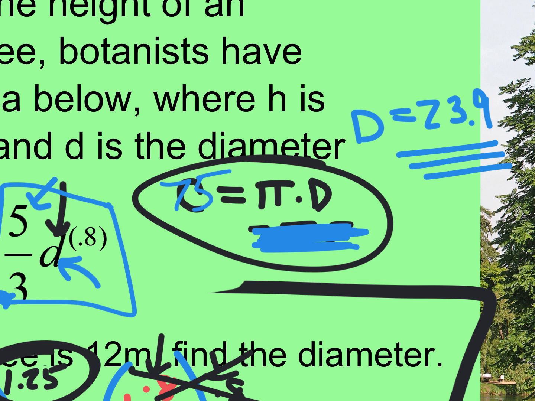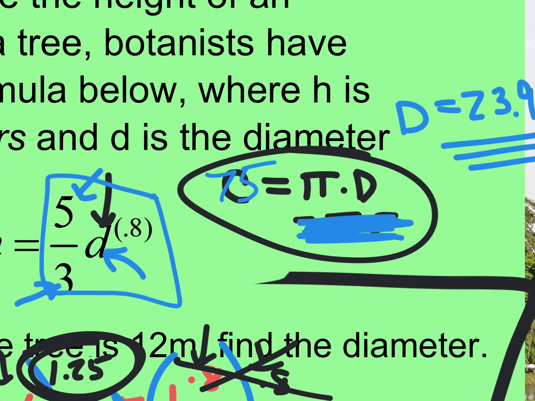23.9 times 5, and take that answer and divide it by 3. I get 39.8 approximately for all this part. 39.8 to the power of 0.8. I got 19 again. Now, unless somebody can show me what I'm doing wrong, I think it's 19.